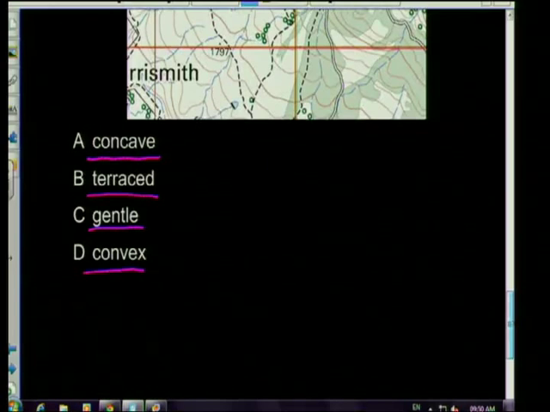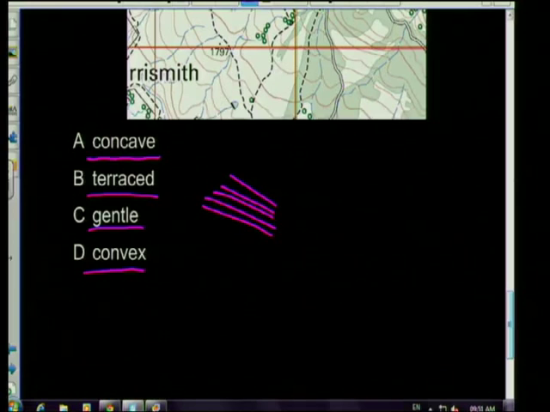Now, let's do a quick analysis of the different types of slopes you would be seeing on a topographical map. In order to see a concave slope, you should note that a concave slope has slopes where the contour lines are first close together and then far apart. This would be a concave.